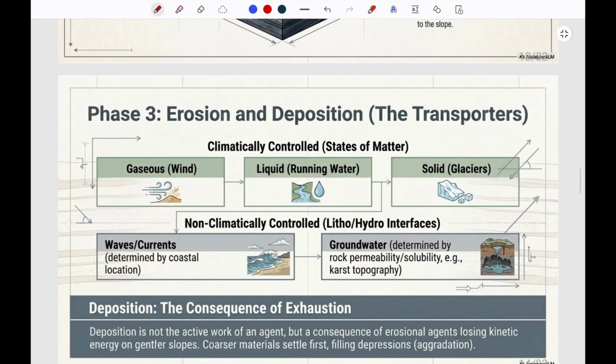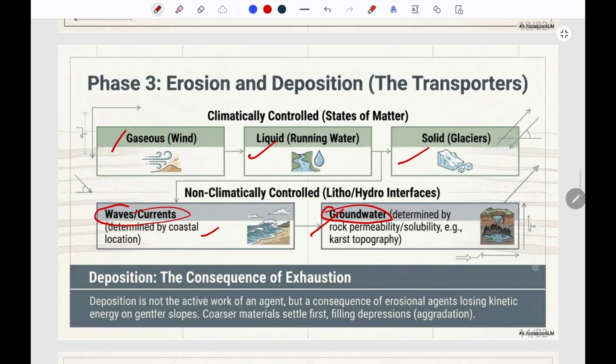Now comes the part of erosion and deposition. So it is basically done by these geomorphic agents, that is wind, running water, glaciers, waves, and groundwater. So all these are not climatically controlled. Like this, waves and groundwater are not influenced by climate, and other three are influenced by climate. Erosion is basically transportation of these degraded material or weathered material from one place to another, and deposition is settling down of these particles.